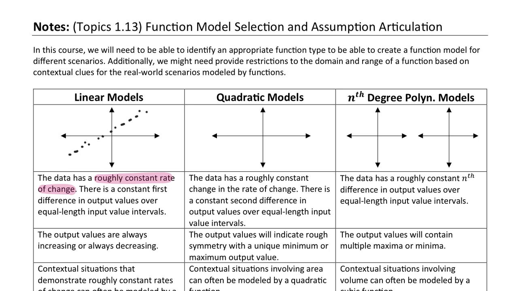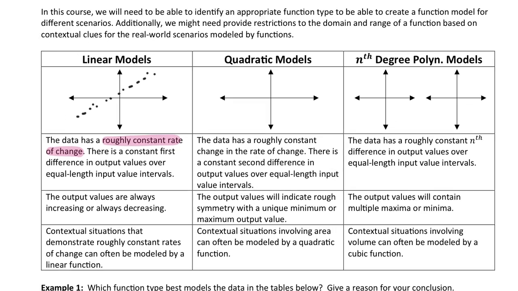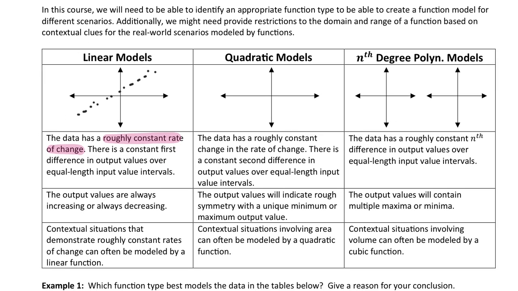The output values are always just increasing or decreasing, and contextual situations that demonstrate roughly constant rates of change can be these linear functions. So again, we talked at the beginning of this class about constant rate of change meaning linear, and that's great when it's a cute little math problem, but when it's real world data, it's not always perfect. But if it's roughly linear, then we're going to choose a linear model to best represent this data.